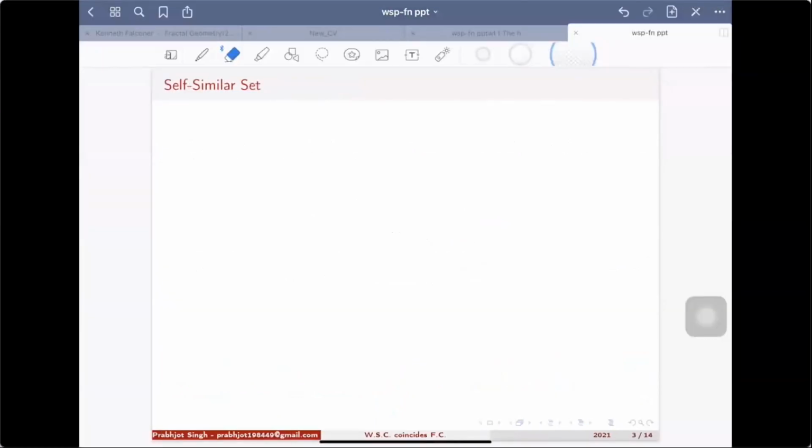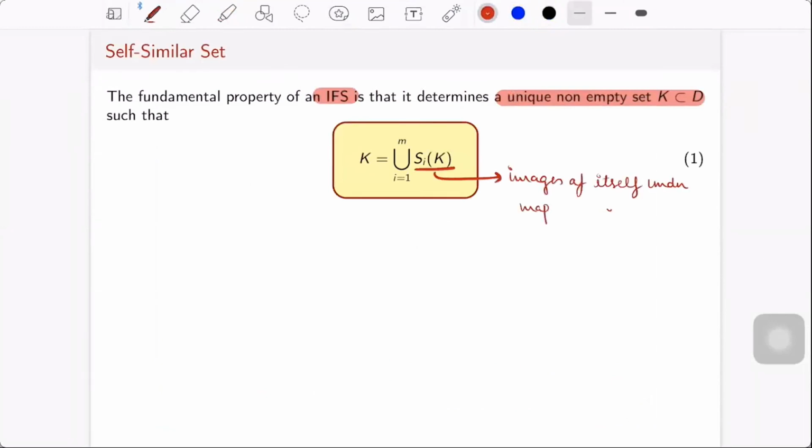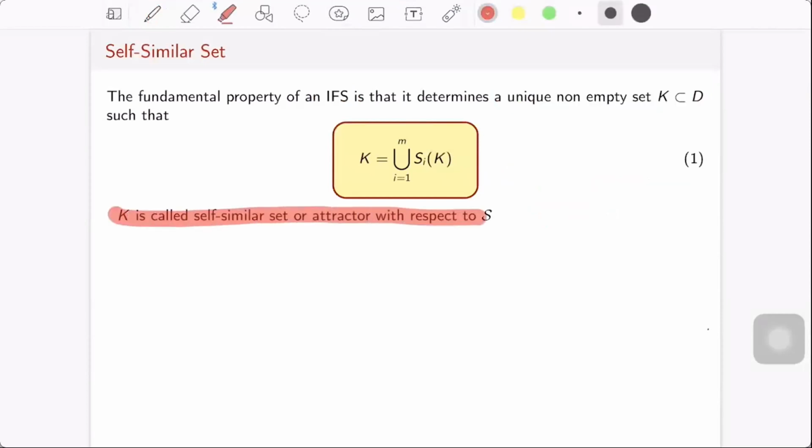So next, in fractal geometry, a self-similar object is exactly or approximately similar to a part of itself. Let us see how self-similar sets are formed. A fundamental property of an iterated function system is that it determines a non-empty set K such that K is the union of Si of K, or K consists of images under the maps Si. K is called a self-similar set or an attractor with respect to the iterated function system S, or it is also called an invariant set of the Si.